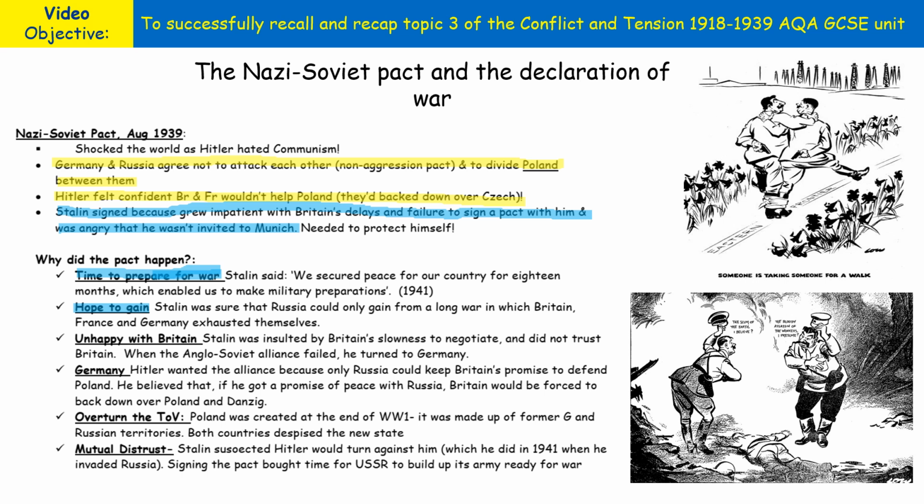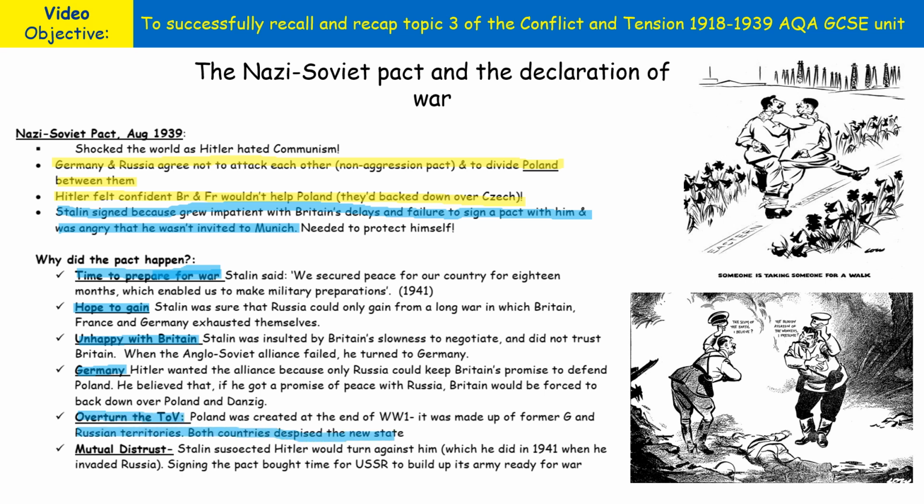Like I mentioned, Stalin was unhappy with Britain and France, with their failure to negotiate with the Soviet Union. And Stalin was concerned about the strength of Germany in 1939. So he believed that by taking over part of Poland, it would give him more of a buffer against Germany. Poland was created at the end of the First World War. It was made up of former German and Russian territories, and both Hitler and Stalin wanted to take over territory in Poland again.